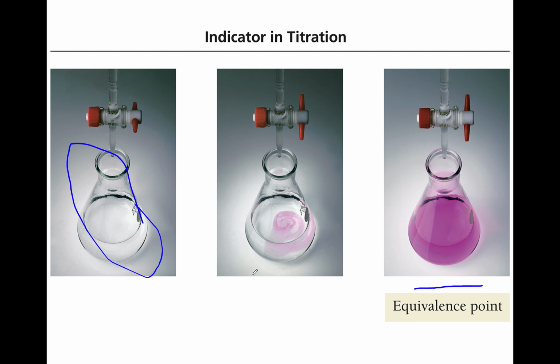Okay, so what I mean by that is you add maybe 5 mils, 10 mils, large increments, and then maybe half a mil, quarter mil. And then it's coming because it's starting to get all this pink. And you want one last drop to turn everything pink. That's what you are going for. That gets you to the equivalence point.